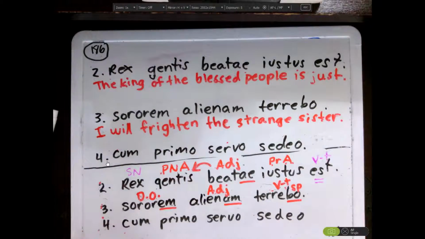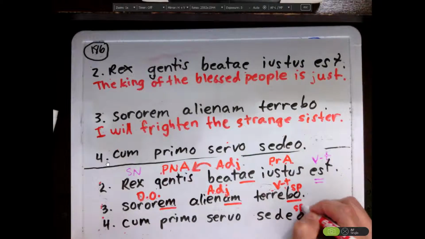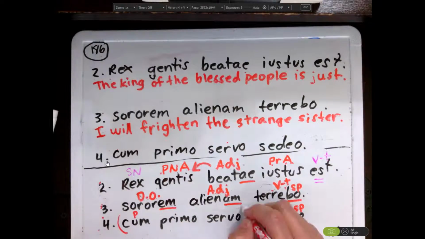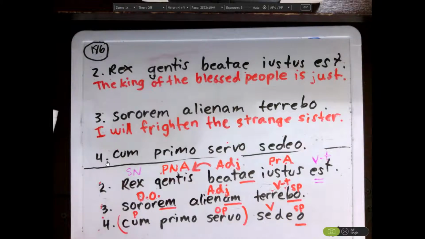And now let's look at the last one. Cum primo servo sedeo. Where's our subject? This is not nominative, and that's not nominative, so it's hidden in our verb again. We've got another subject pronoun hidden in there, I, and sedeo is our verb. So this is I sit. Cum is with. This is a prepositional phrase. Cum servo, object of the preposition. What kind of servo? Primo servo, adjective.